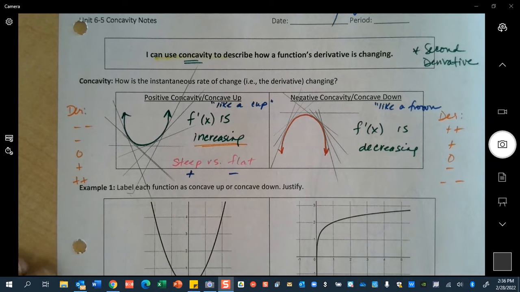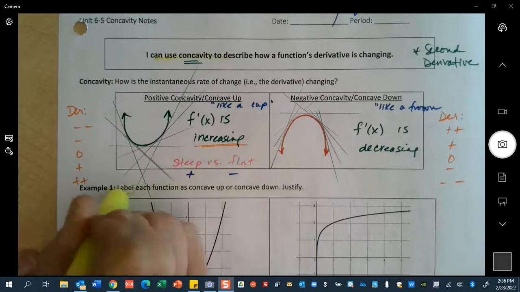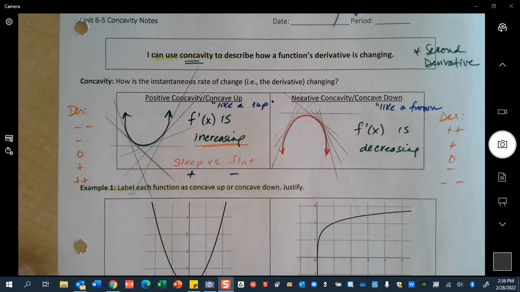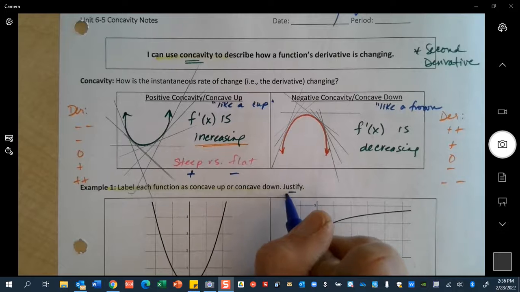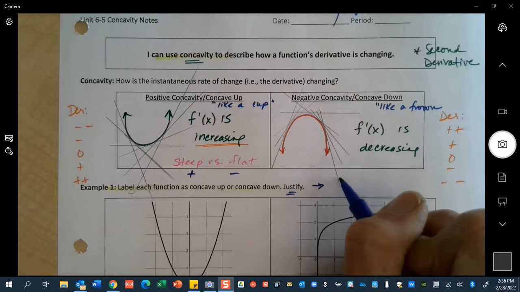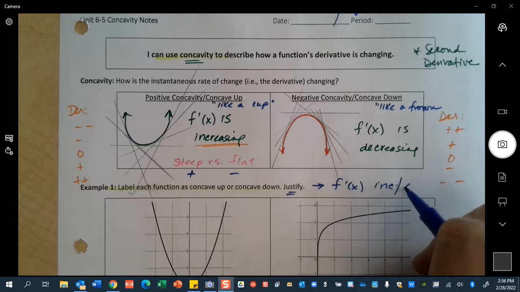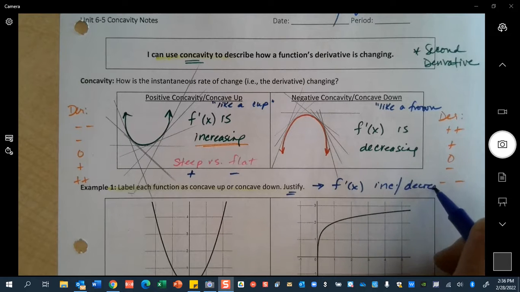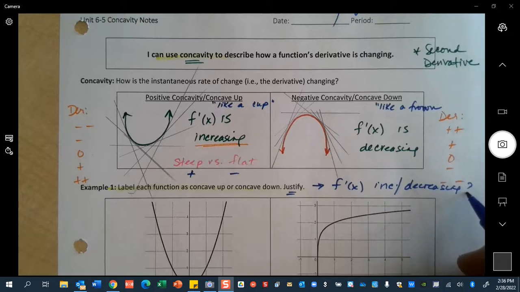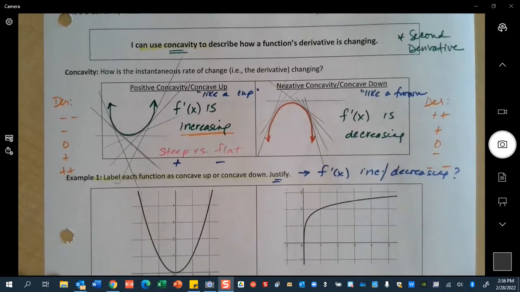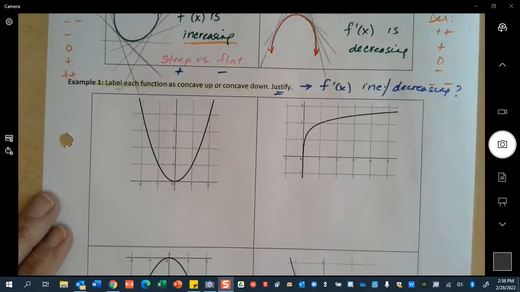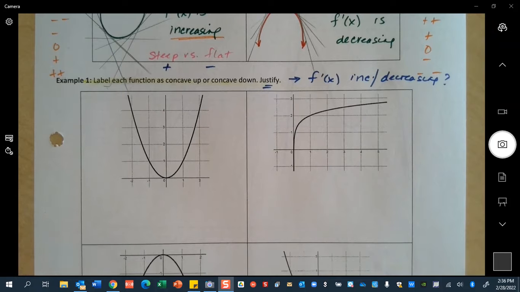All right, so take a look at these examples. Label each function as concave up or down and justify. And when we talk about justify, we want you to say, is the derivative increasing or decreasing? Because that's what we're looking for, a conversation that justifies and defends what it is you say is happening. Talk to your partners. Your mark is set, go.